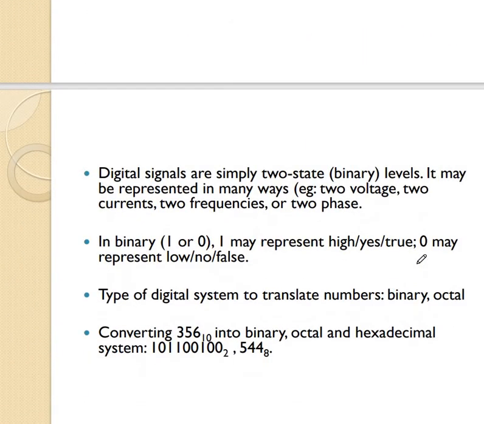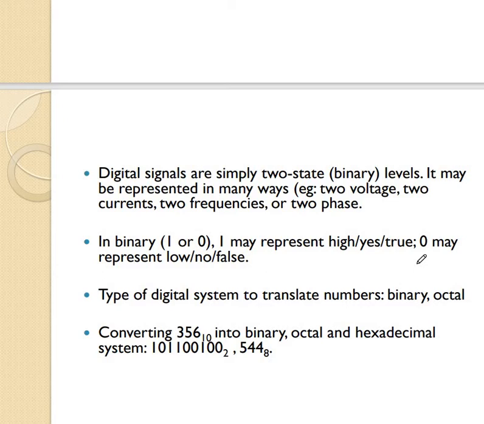Normally, digital signals are simply two-state binary levels. It may be represented in many ways. For example, 2 voltages, 2 currents, 2 frequencies, or 2 phases. So in binary, two-state binary levels, we have 1 or 0. Normally, 1 represents high, yes, or true. 0 normally represents low, no, or false. So digital signals are normally represented by this two-state binary level.